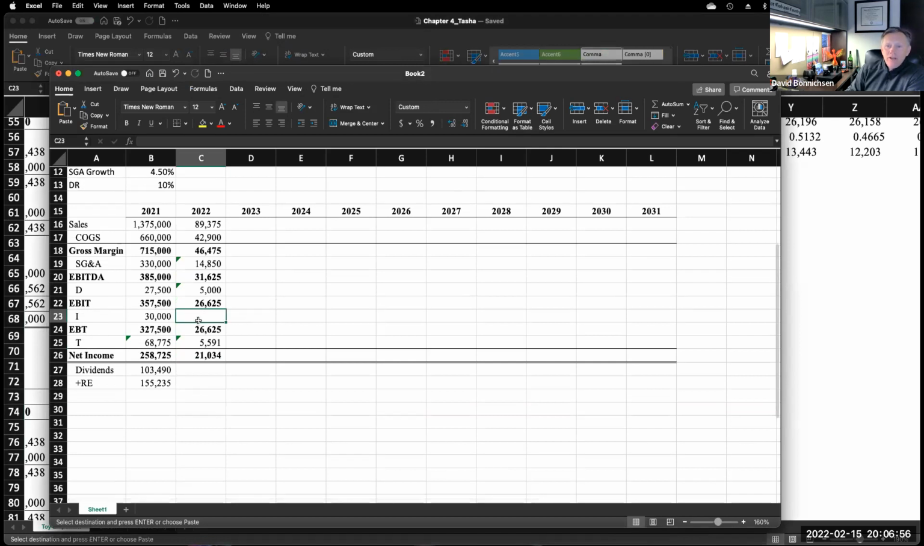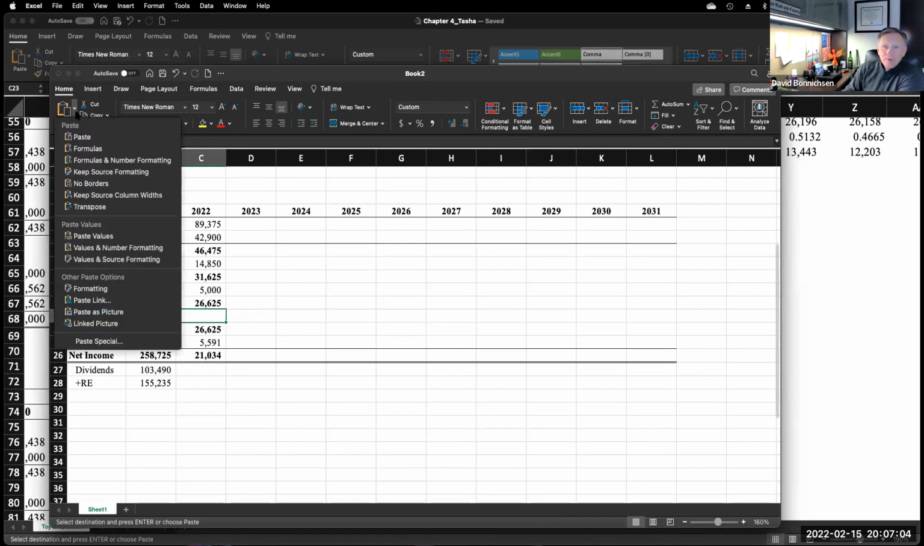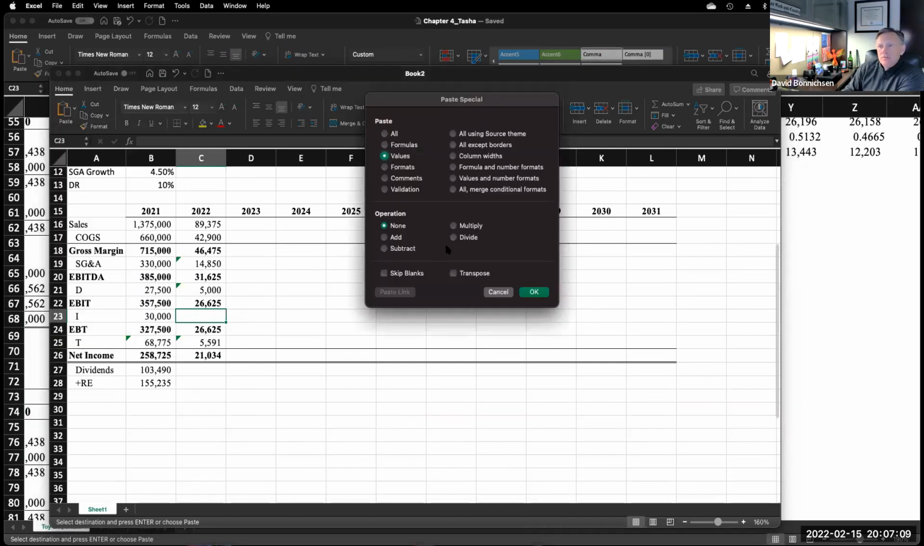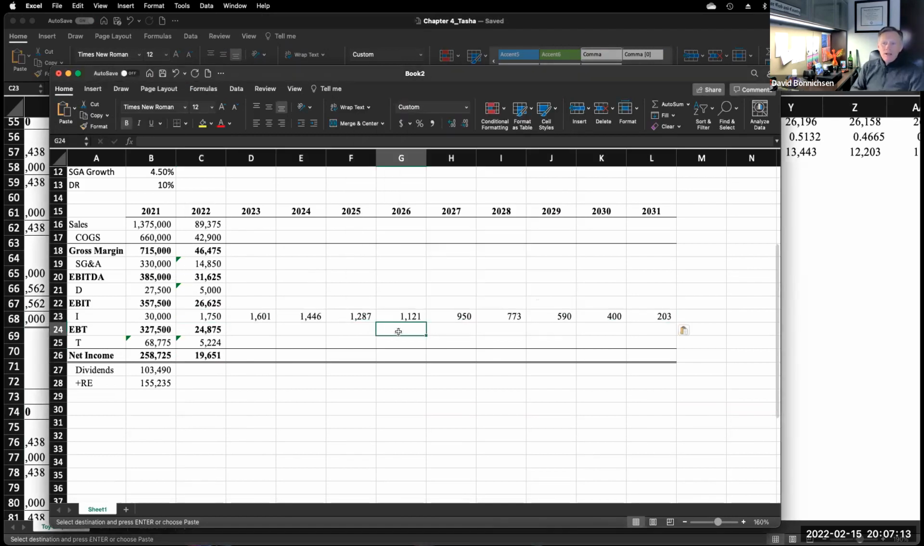And here on the interest, because you had the interest going in the rows, now we need to go to columns. We got to transpose it. So we can simply go to paste special, values, transpose. And now I have all of my interest copied out for 10 years.